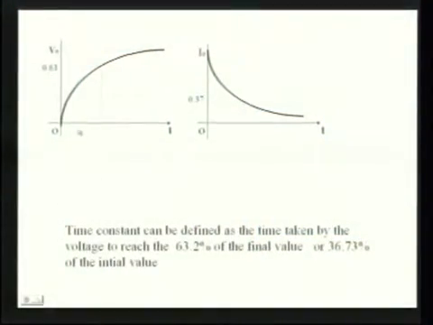After mathematical treatment, if this current is plotted, it will show the characteristic like this, and tau is called the time constant, and it can be defined as the time taken by the voltage to reach 63.2% of the final value or 36.8% of the initial value. This is the transient behavior characteristic of a capacitor.